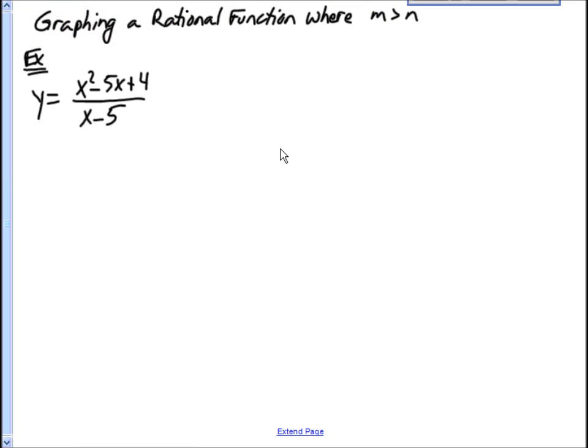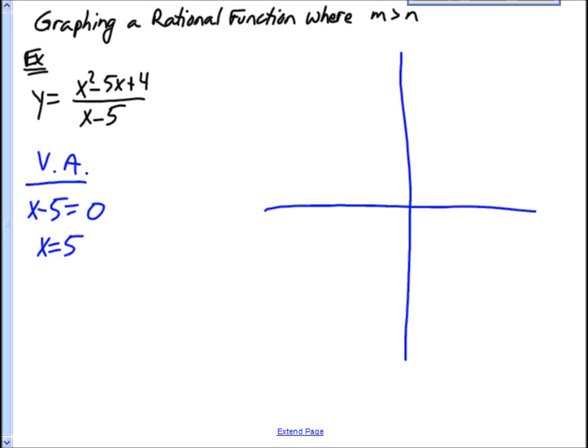Take a look at graphing some rational functions where m is greater than n, okay? So again, the first thing I want to look at here, let's talk about the vertical asymptotes, okay? So you got this denominator, where's your denominator not defined? x equals 5. Okay, so you got that vertical asymptote. Let's do the horizontal asymptote.